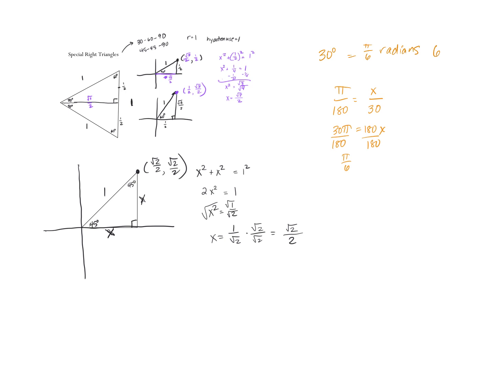And then 60 degrees would just be twice as many, right? Because 2 times 30 is equal to 60. So I'd have 2 pi over 6. So 60 degrees is equal to pi over 3 radians.